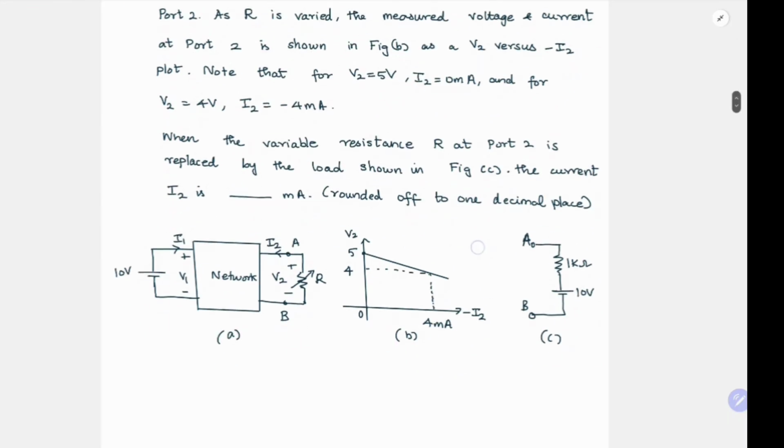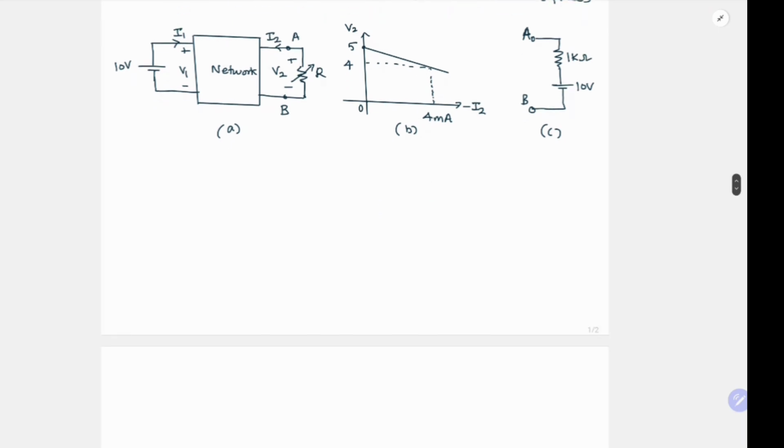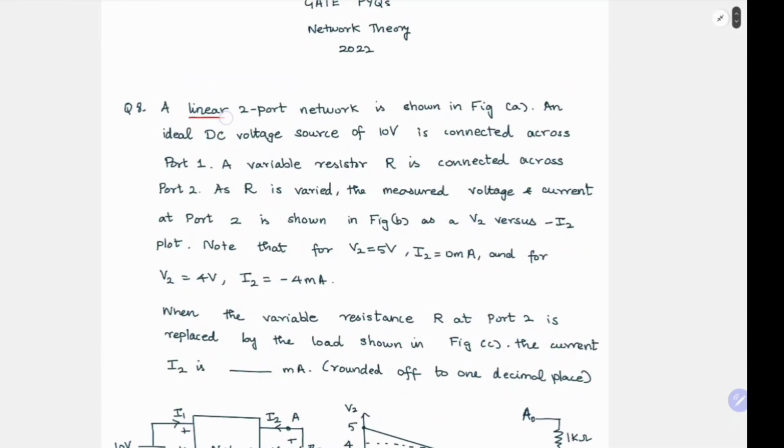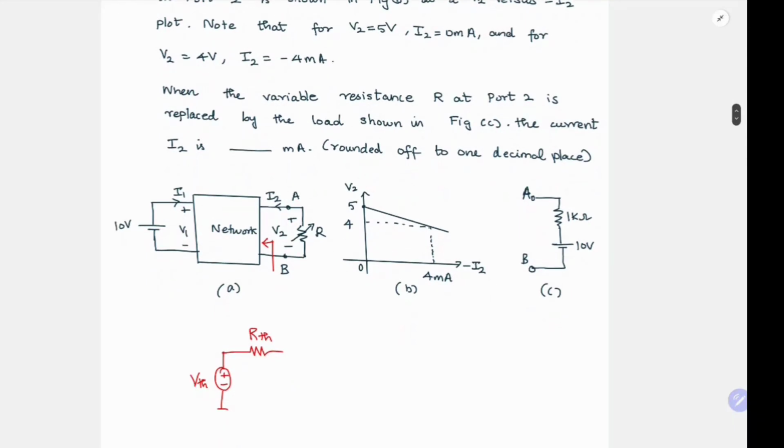Okay, so it looks like such a big question, but it is based on a simple concept. The only concept we are going to use here is to simplify this network into a Thevenin equivalent. If you simplify, you will get a VTH and an RTH. Why is this simplification possible? It is possible because it is given as a linear two-port network. In a non-linear case, you cannot take a Thevenin equivalent.